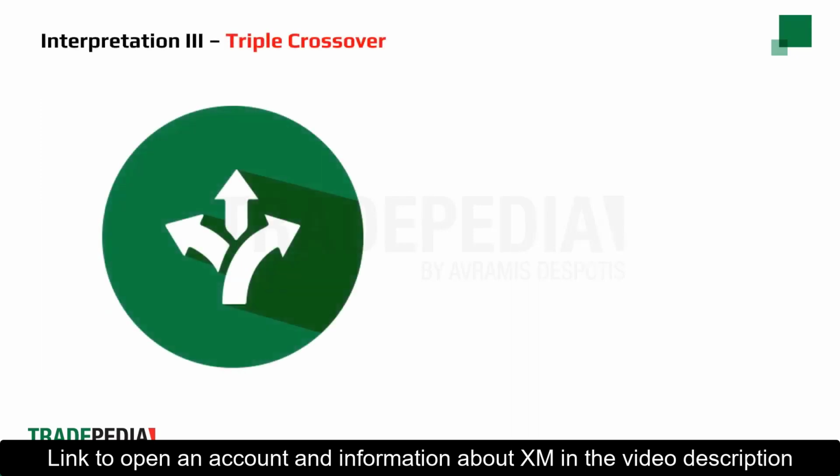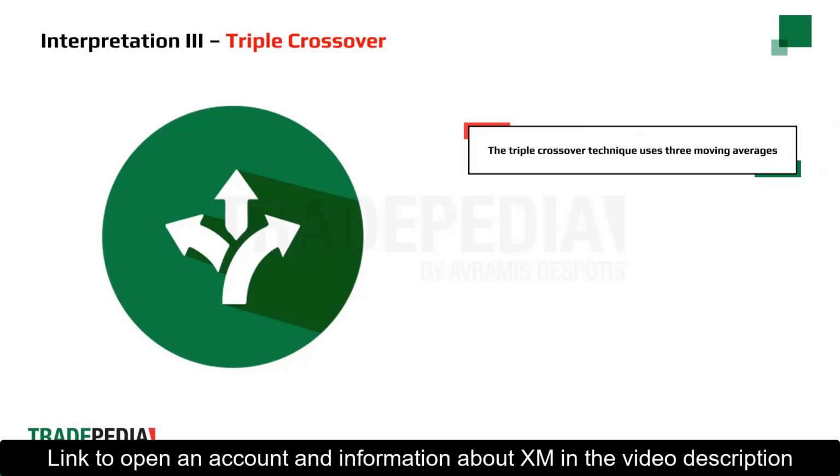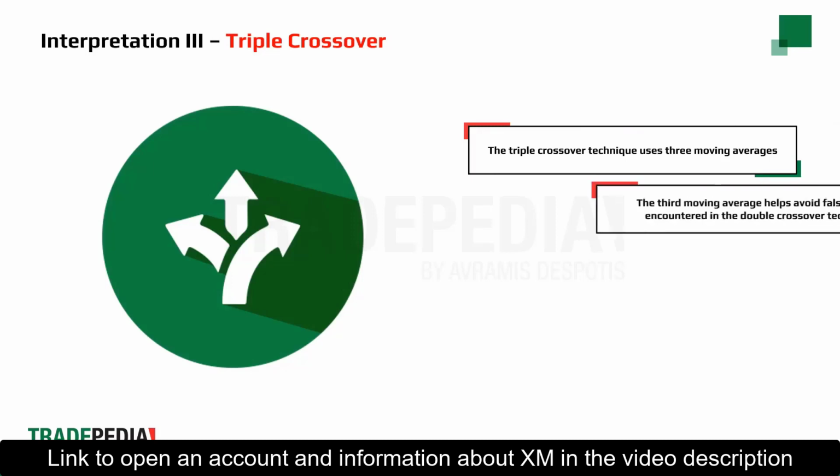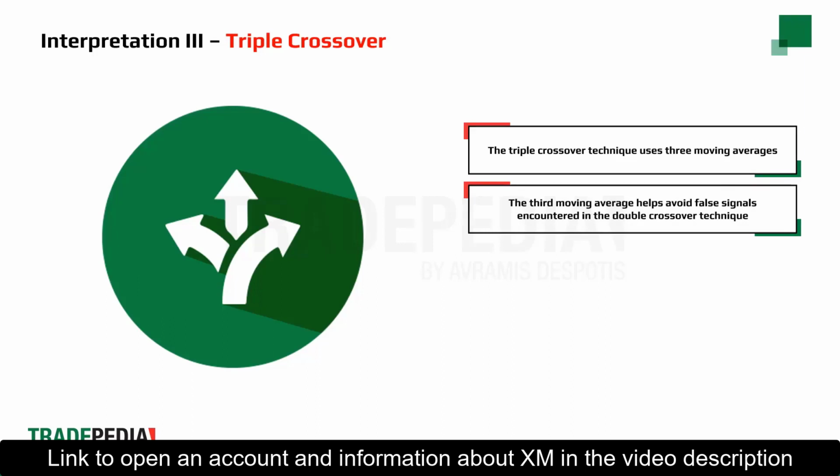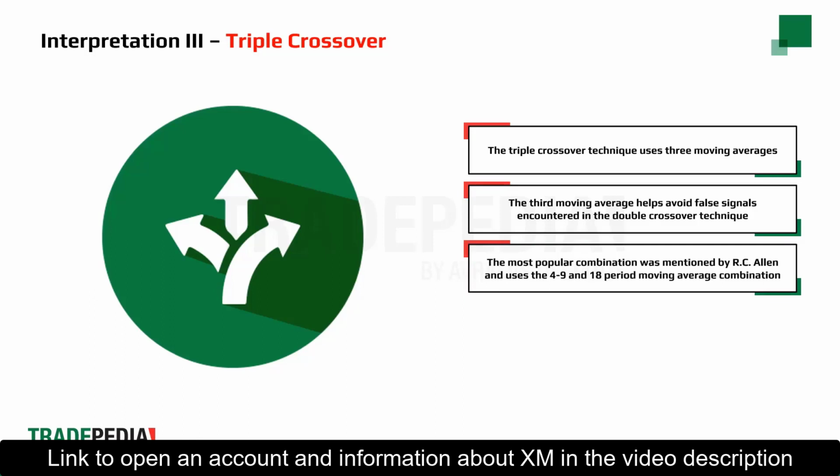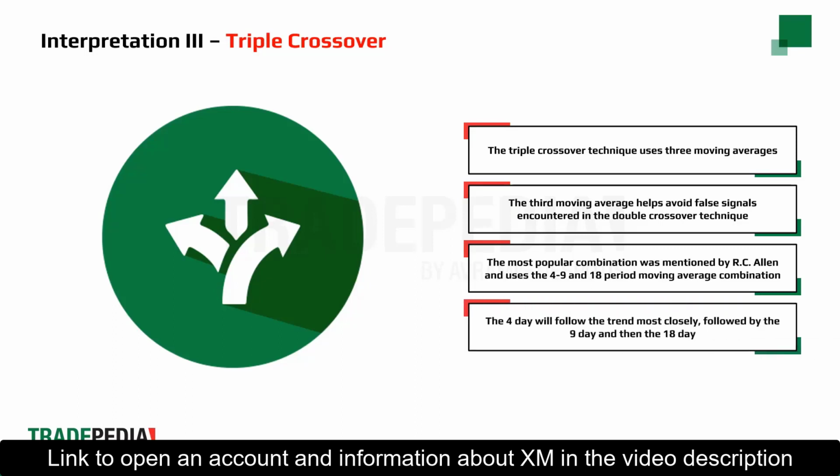Another way of interpreting moving averages is through the triple crossover technique, which uses 3 moving averages. The third moving average helps avoid false signals encountered in a double crossover technique. The most popular combination was mentioned by R.C. Allen and uses the 4, 9 and 18 period moving averages. Some traders might adjust it to a 5, 10, and 20 combination. The 4-day will follow the trend most closely, followed by the 9-day and then the 18-day.